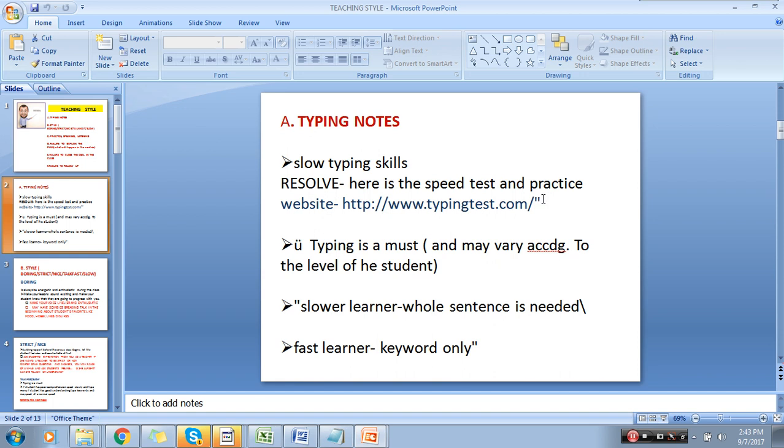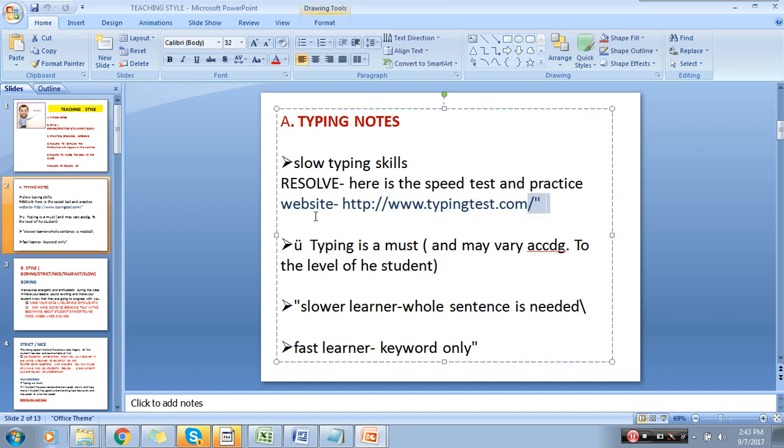So here's the speed test and practice. So kindly visit this website, www.typingtest.com for you to practice. This is very helpful. Also, as I have said, typing is a must and it may as well vary according to the level of the students. So later on, I will show you some level of the students.